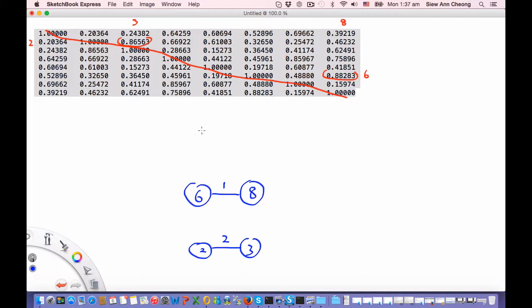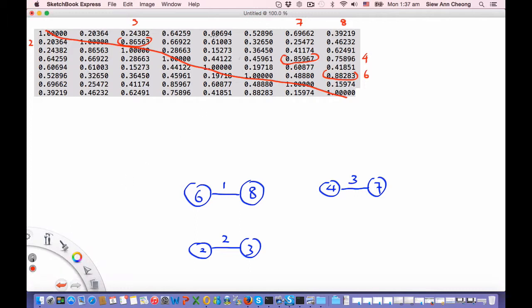So you can see that so far we have only added MST links. The next one will be 0.859867. This is between 7 and 4. So it's between 4 and 7. We've seen earlier on where we should draw this. So between 4 and 7, the third link to be added, and we continue.